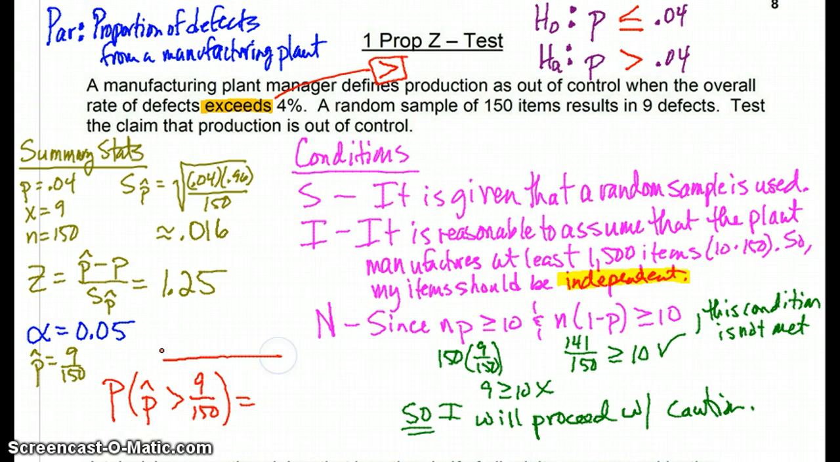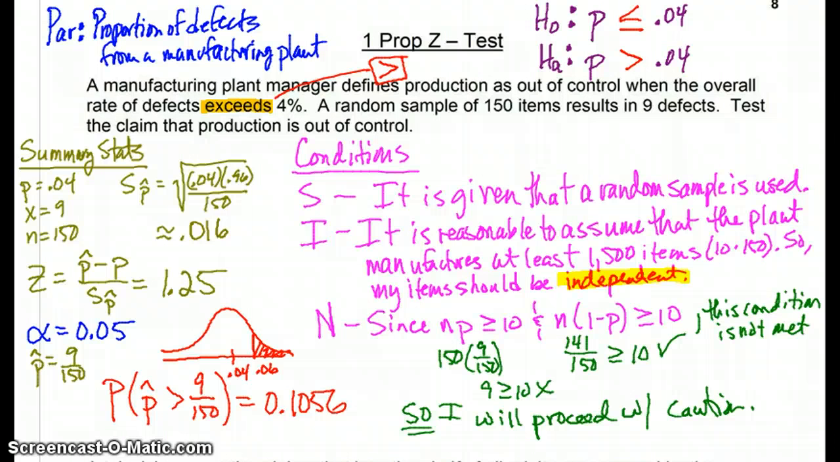And we always want to make a picture, right? So here's 0.04, and our p-hat value is 0.06, so it's somewhere right here, and we're shading to the right at 0.06. So when we do this, we find the probability of a sample of 150 with a number of counts of defects at 9, meaning 6% of them. How likely is this to occur? And if we do this using normal CDF, we'll get 0.1056.